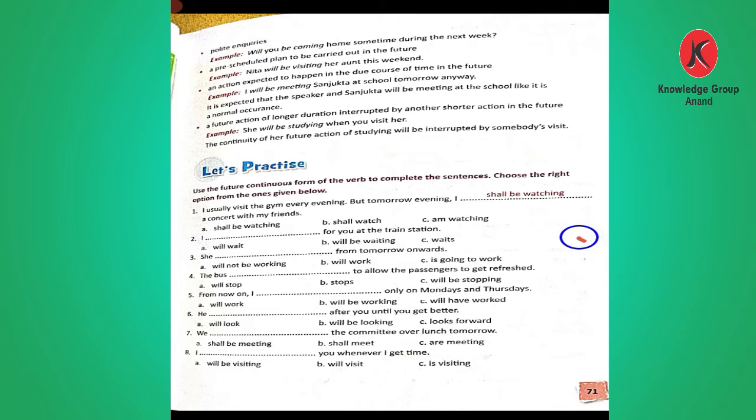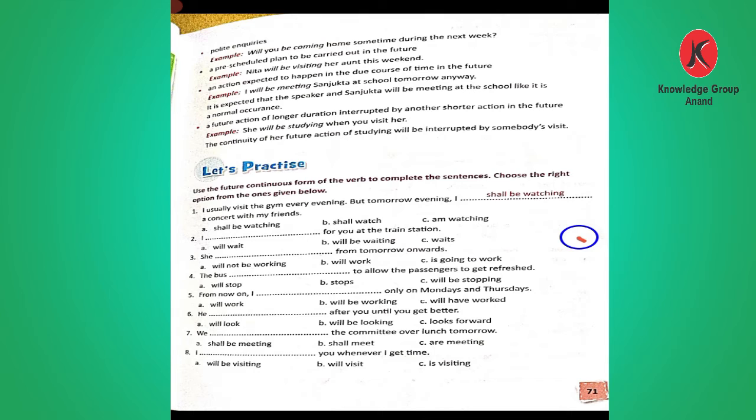Now let's go through the exercise. Use the future continuous forms of the verb to complete the sentences. Choose the right option from the ones given below. I usually visit the gym every evening, but tomorrow evening I shall be watching a concert with my friends. Okay? I dash for you at the train station. Three options are there: will wait, will be waiting, or waits. So, which will be the right answer here?